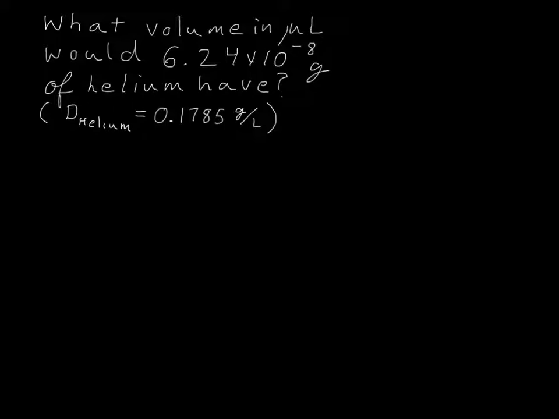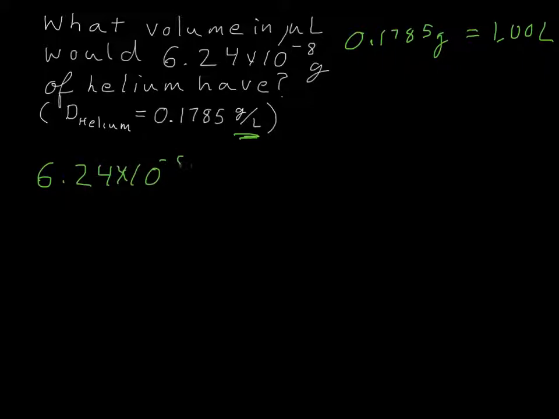So when we're writing what we know, 0.1785 grams equals 1 liter, right? Grams per liter for helium since it's a gas. So that's a unit conversion. The only other number in our problem is 6.24 times 10 to the negative 8th grams.